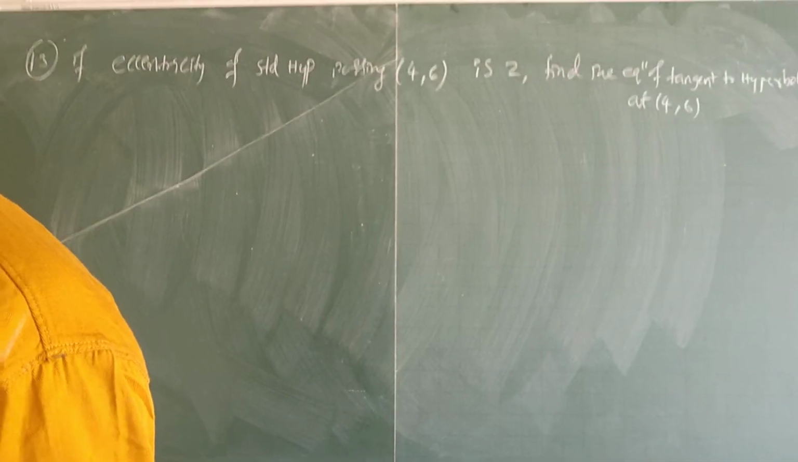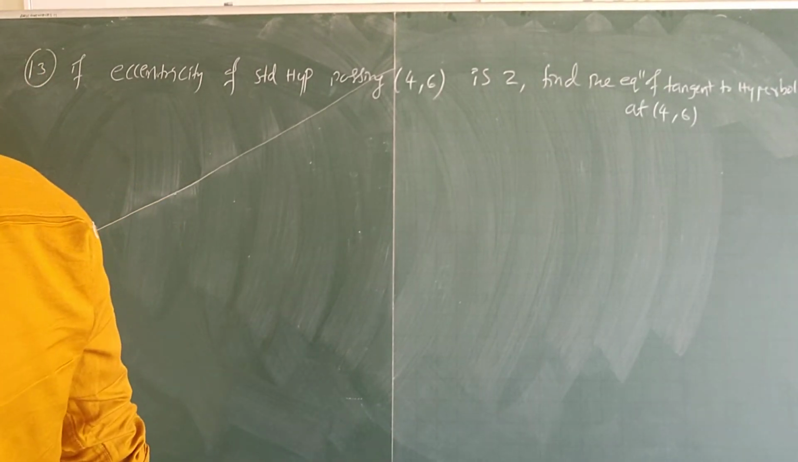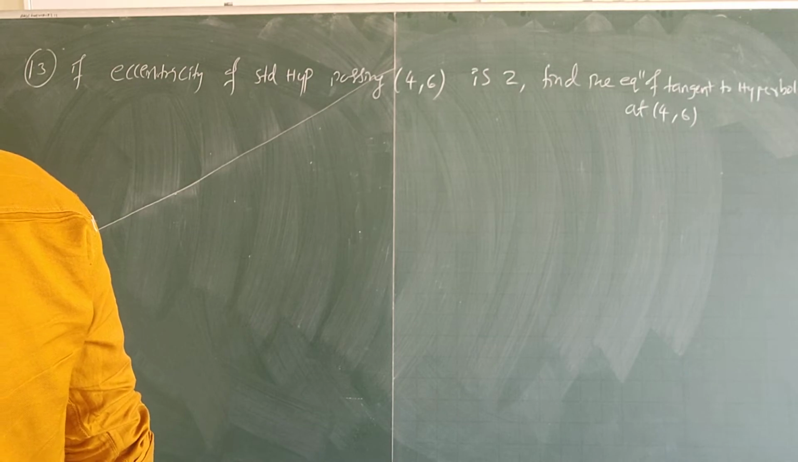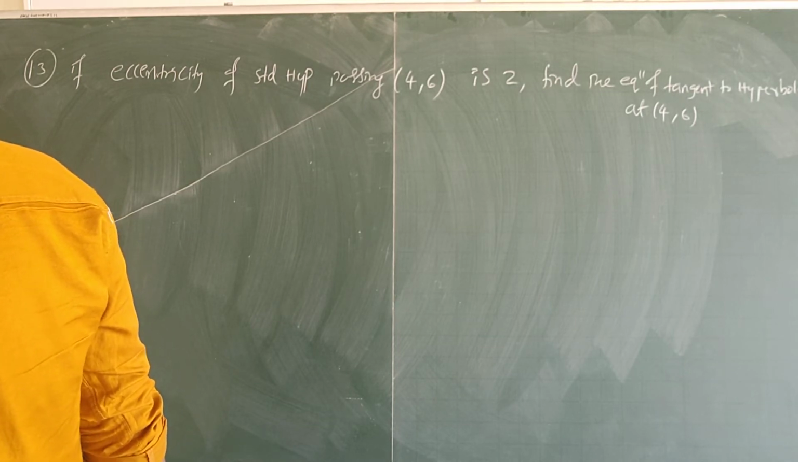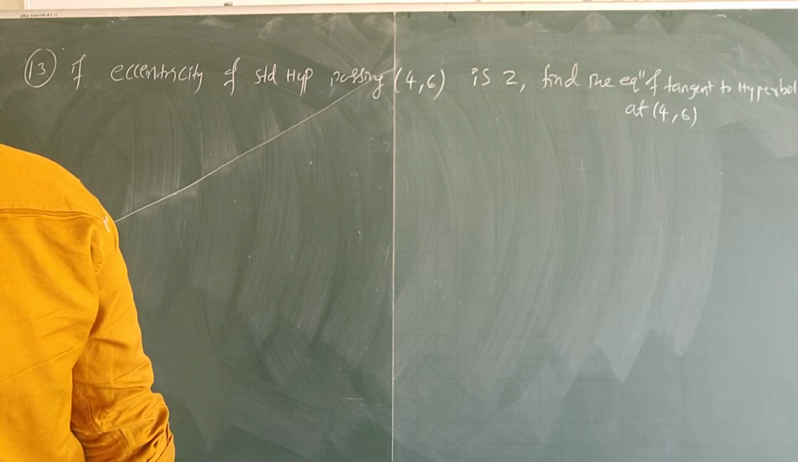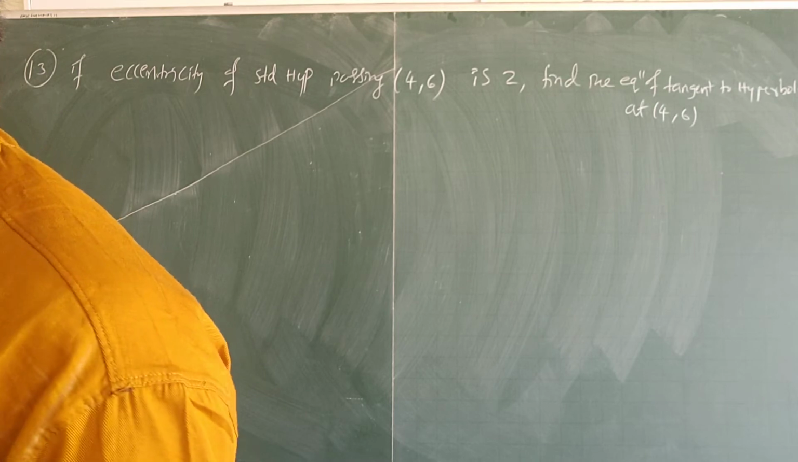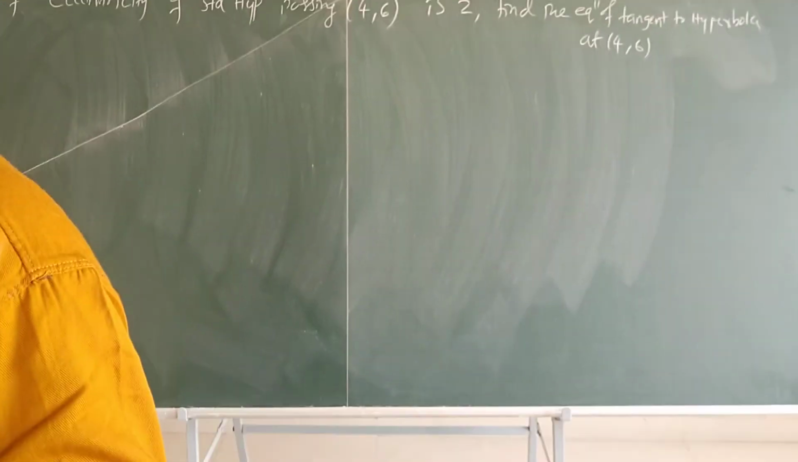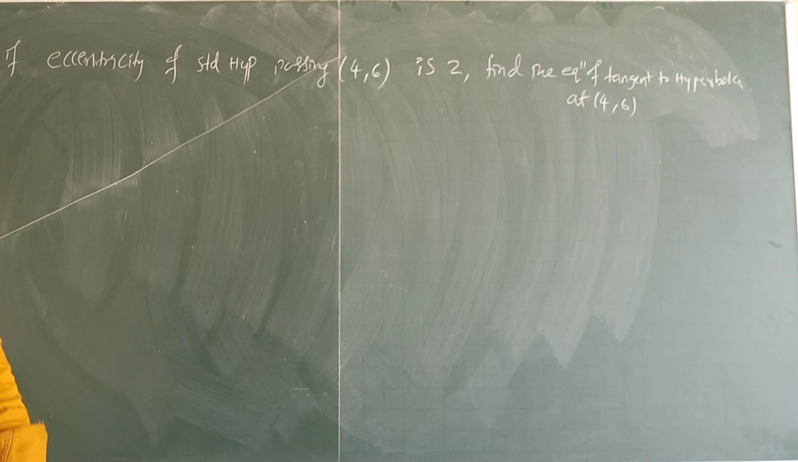See here the next question. This is also a JEE question. If the eccentricity of the standard hyperbola passing through 4 comma 6 is 2, find the equation of the tangent to the hyperbola at 4 comma 6. This is a JEE question. Okay, let us discuss here. The question is clear, right? So I hope you have understood.